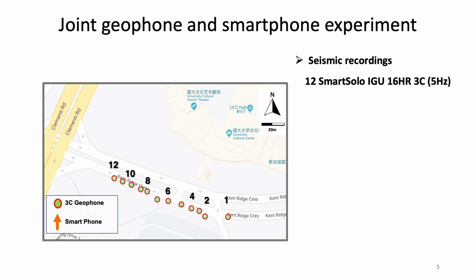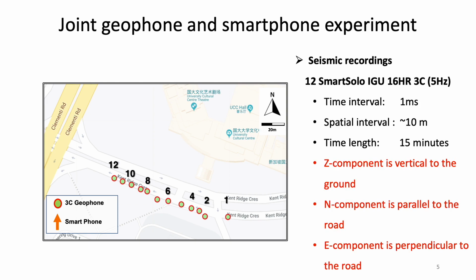Three-component means the geophone can measure vibration of the Earth in all three directions at once. In this case, Z component is set vertically to the ground, N component is parallel to the road, and E component is perpendicular to the road. We recorded 15 minutes of data with 1 millisecond time sampling interval and 10 meters spatial interval.